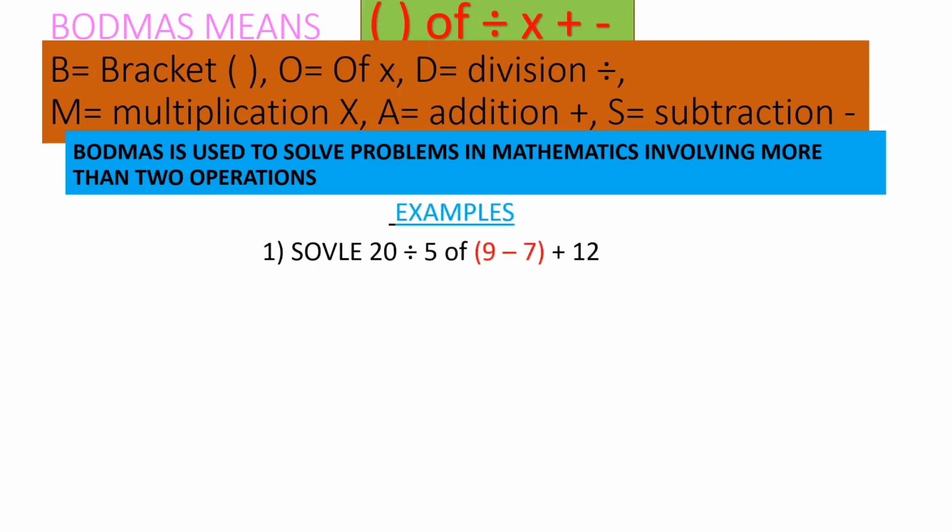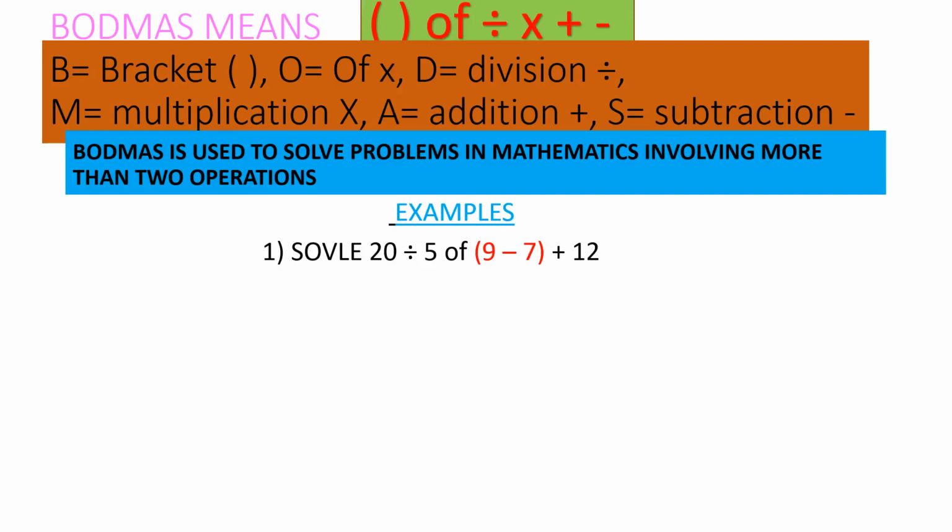So we get an example. This example 1 is BODMAS in ordinary numbers. We have: solve 20 divided by 5 of bracket open 9 take away 7 bracket close plus 12. Alright, so the first thing we are going to do is label these operations. If we go to BODMAS, we see that we have different signs here: bracket, division, of, addition, and subtraction too. So this is a problem of BODMAS.